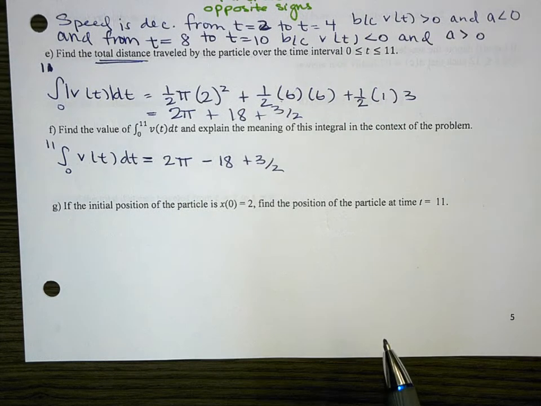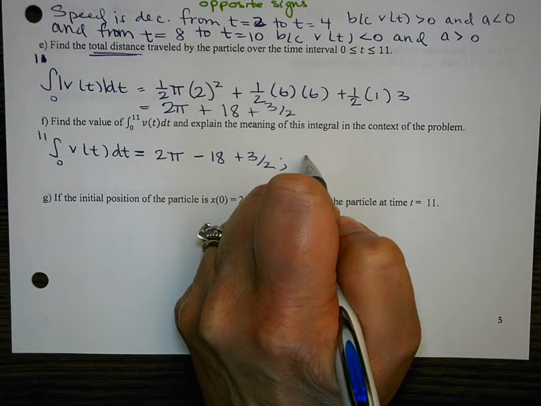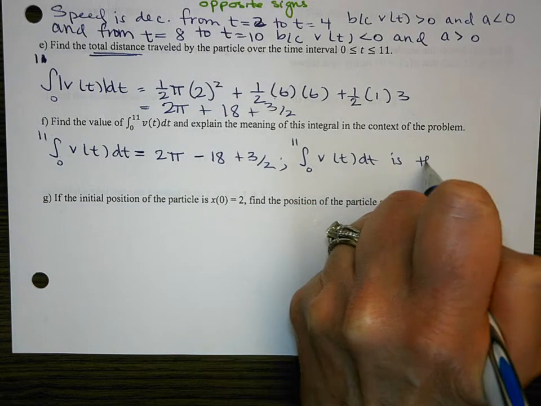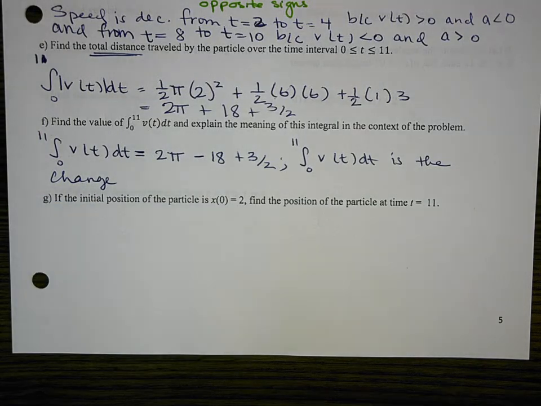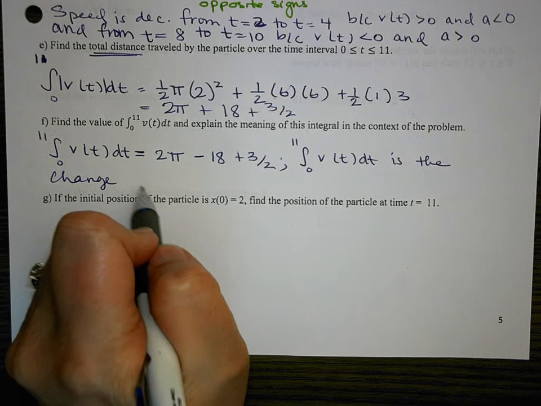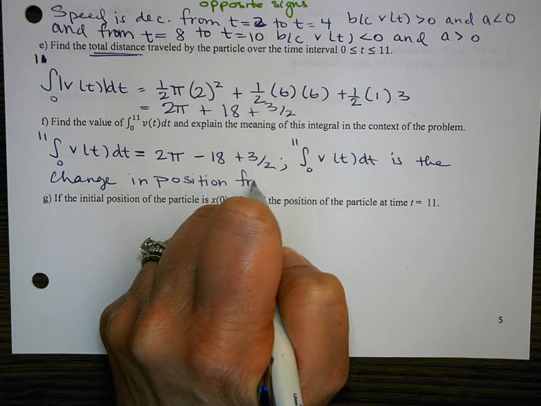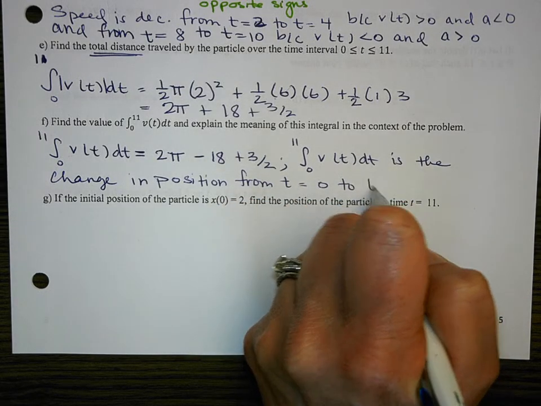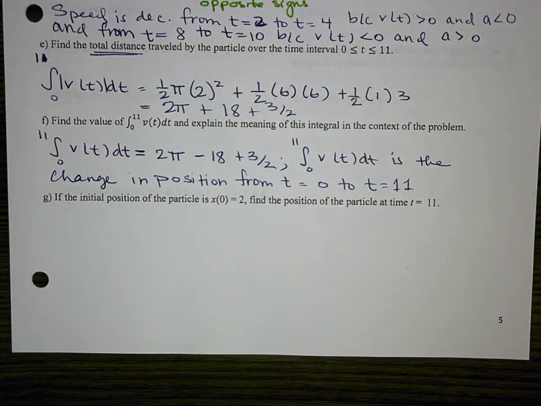And so they asked you to explain the meaning of that integral. So that integral then is the change in position, because we're taking into account, like when it's below the x-axis, it's moving leftwards, right? And we want to make sure we always reference the limits here. So from t equals 0 to t equals 11. And they didn't really give us units, so we could say minutes, but if they don't give us units, we don't have to have something specific there, okay?